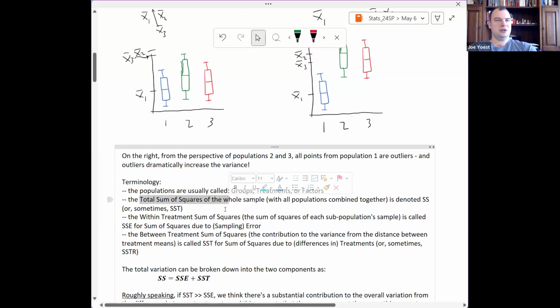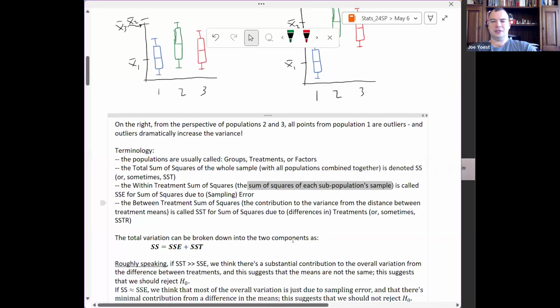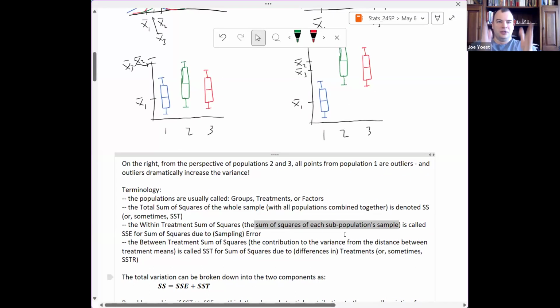There's the idea of the so-called total sum of squares, or roughly speaking, the total variance of the sample when all the populations are combined together, when everything is aggregated together. That's the total sum of squares. We're going to denote it SS, although unfortunately sometimes it's denoted SST, depending on what situation you're in. There's the within treatment sum of squares, or within group sum of squares. This is usually called SSE, and this is the sum of the squares due to sampling error. This is analogous to the idea of the variance within each population sample.